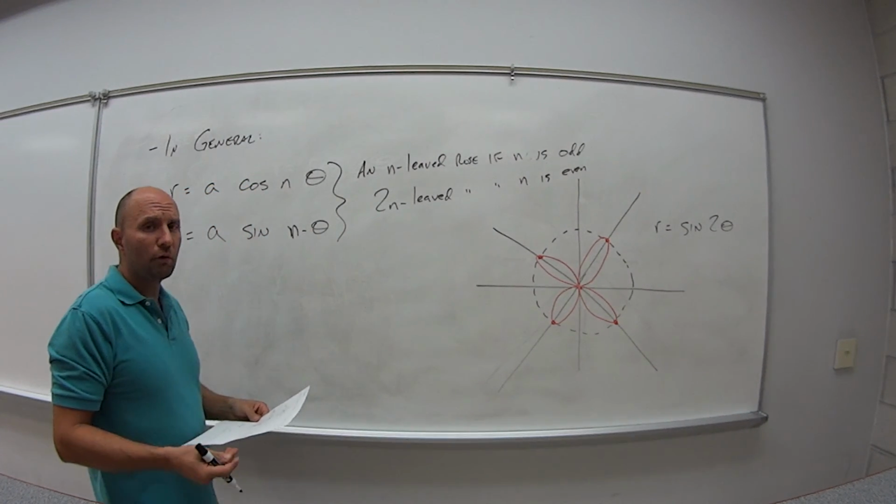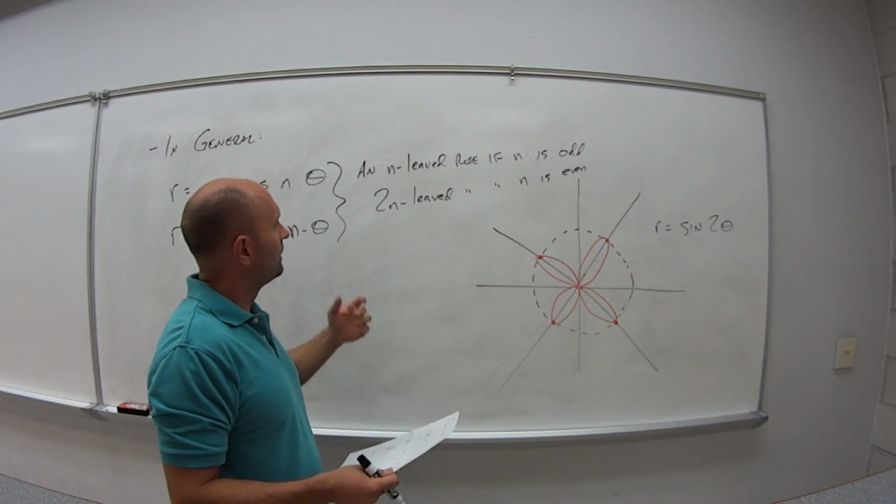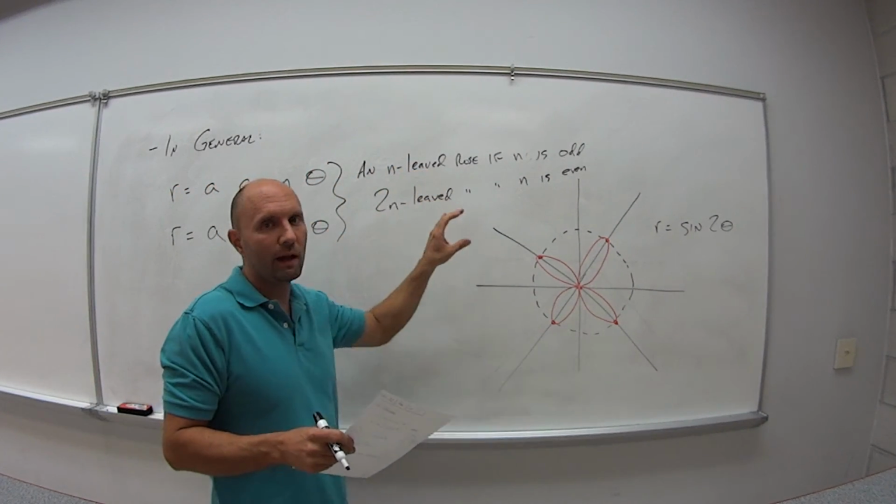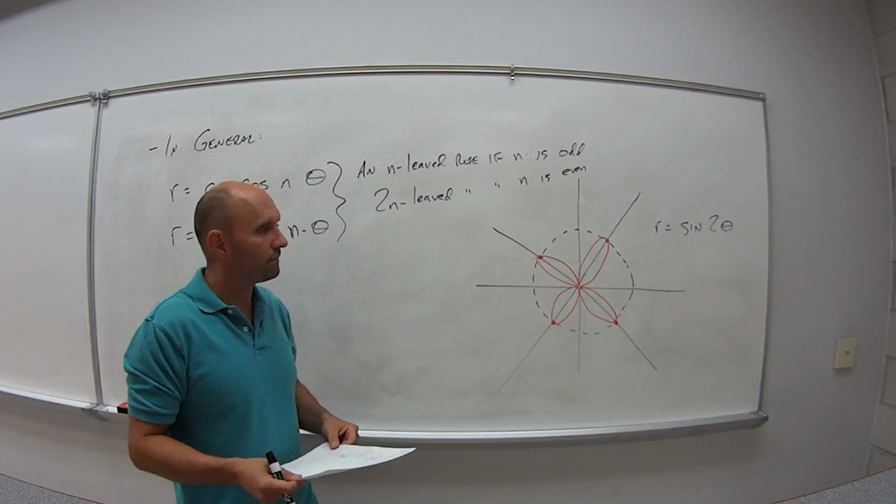So that's it for video 3, the roses. Biggest thing is n leaves if n is odd, 2n leaves if n is even.